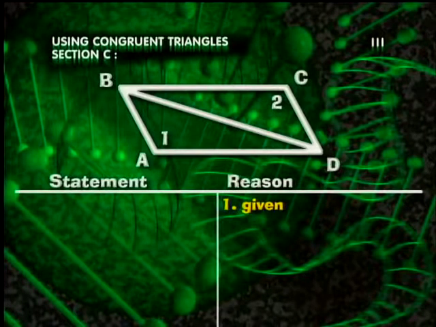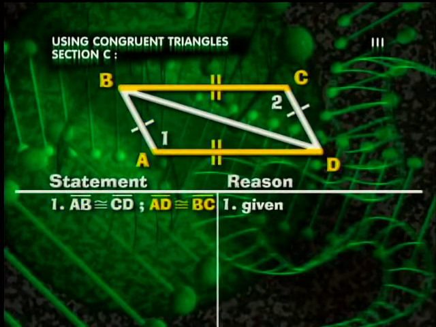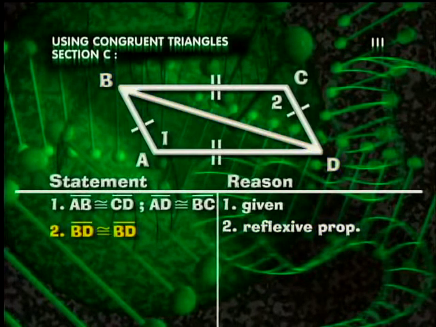Let's start by stating our given information. AB is congruent to CD, and AD is congruent to BC. We have two pairs of corresponding sides, and we can get the third pair easily. With the reflexive property, we can state that the side shared by both triangles, BD, is congruent to itself. Now we have 3 corresponding sides.